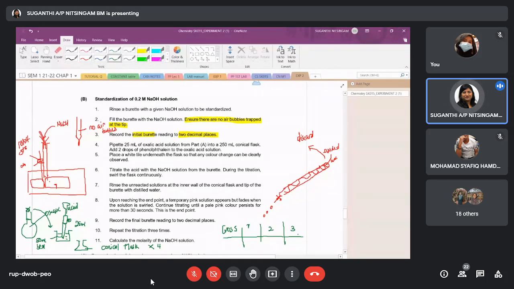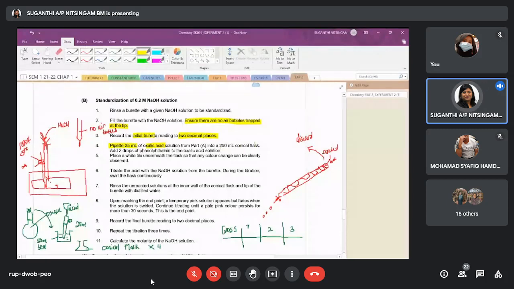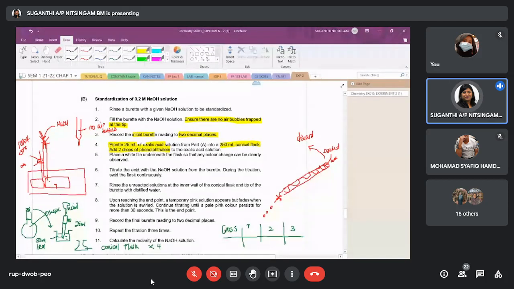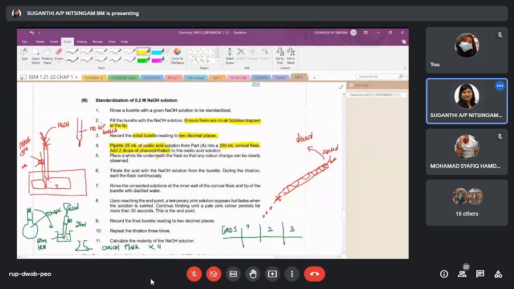Okay, titrate the acid with NaOH. When you pipette, this is a very important step, please see. Pipette 25 ml oxalic acid into a 250 ml conical flask. Add 2 drops of phenolphthalein. Phenolphthalein is the indicator. Remember earlier you learned about the equivalent point and the end point? So this is the end point. Use 2 drops of phenolphthalein, and then you will have a white tile underneath the flask.